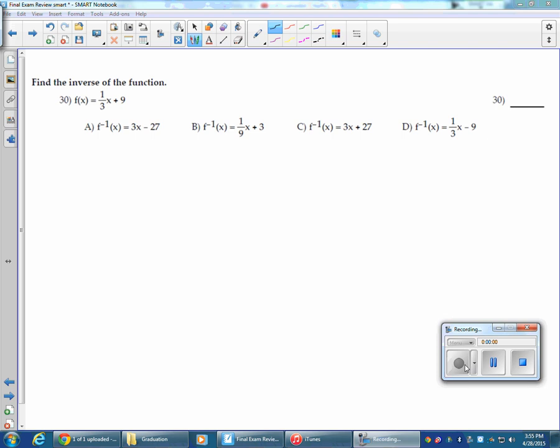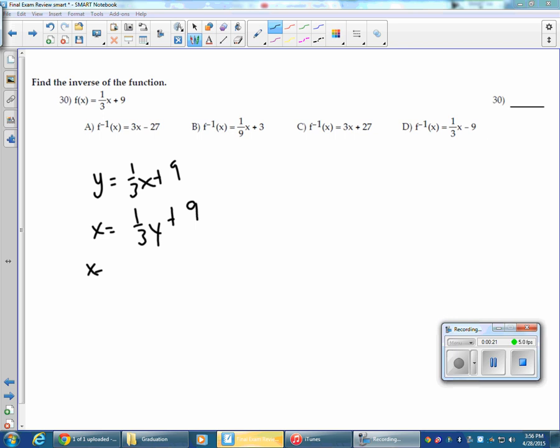asks us to find the inverse of the function. So to find the inverse, we have to take the original equation, which is y equals 1/3 x plus 9. And what we want to do to find the inverse, we're going to switch the x's and the y's. So it becomes x equals 1/3 y plus 9. And then to write it in inverse form, we've got to solve for y.